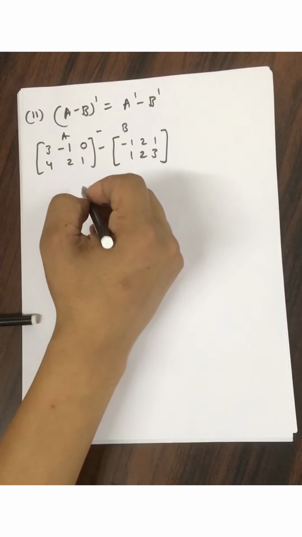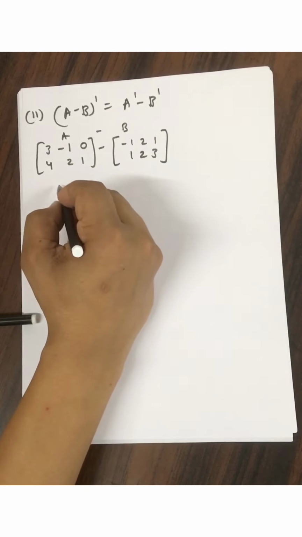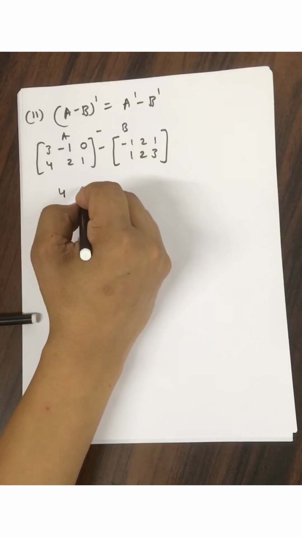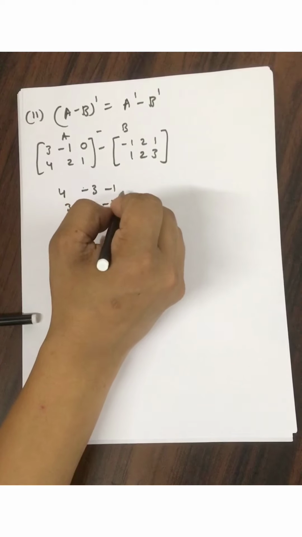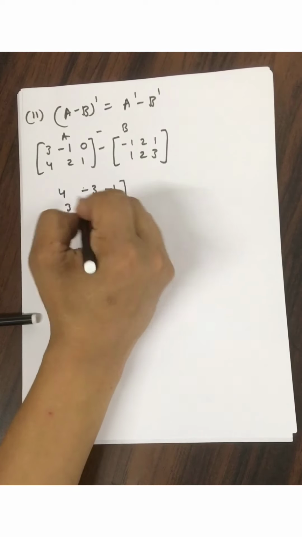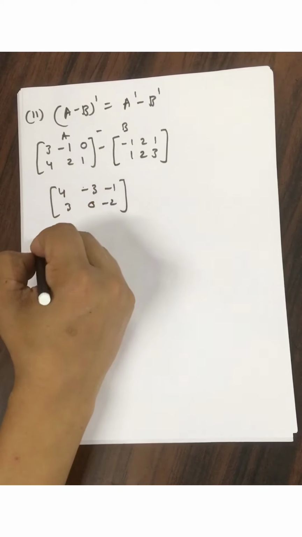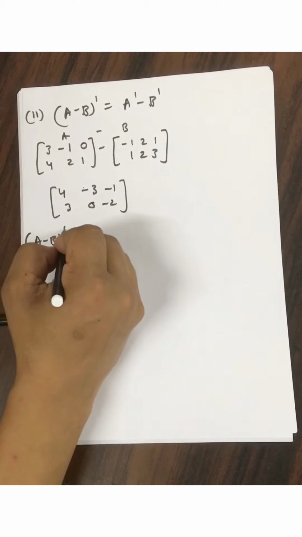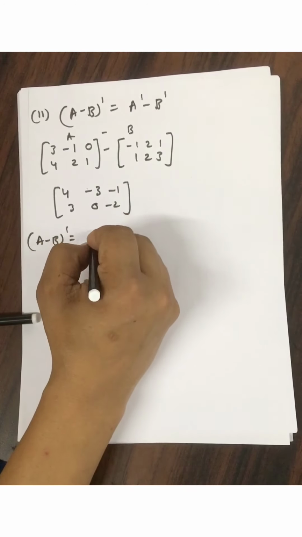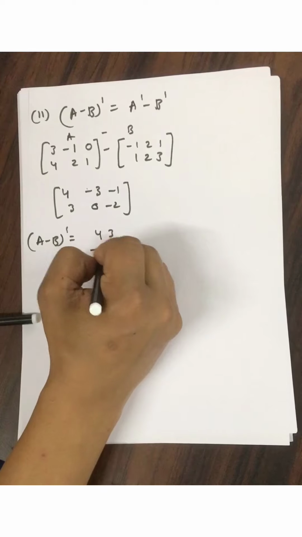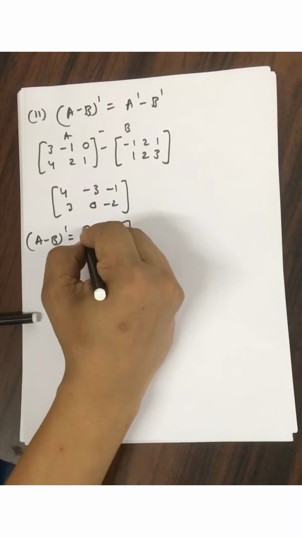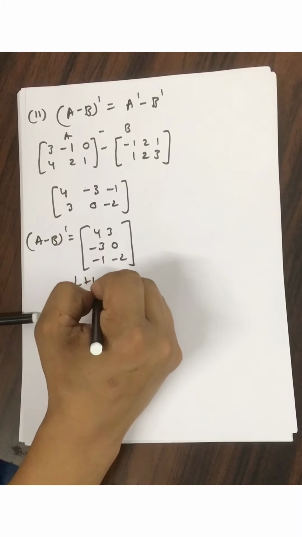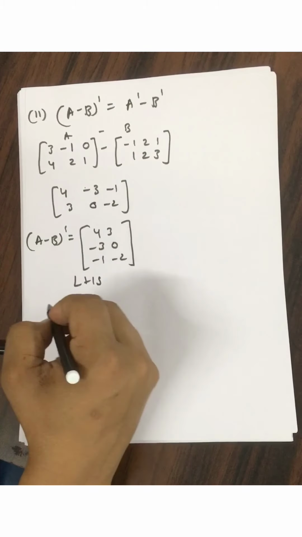Subtract, how much you will get? This will get 4 minus 3 minus 1 3 0 minus 2. This is A minus B. Now A minus B transpose will be what? 4 3 minus 3 0 minus 1 and minus 2, negative 2. So this is LHS. Now let's do RHS.